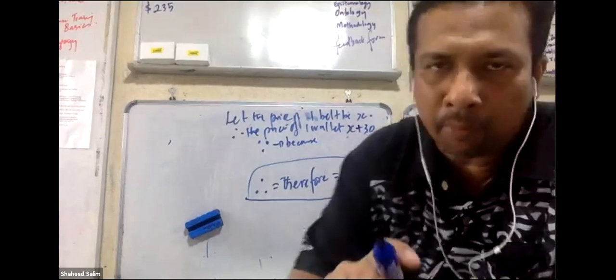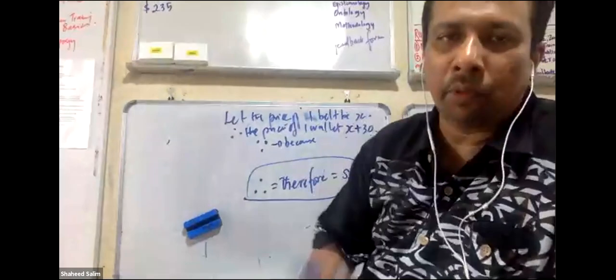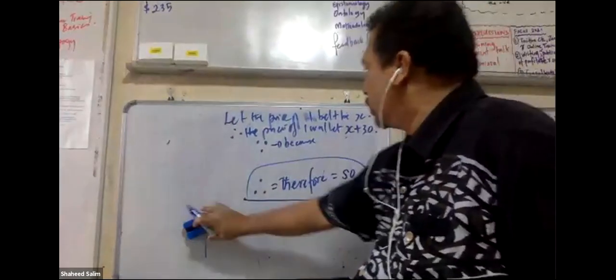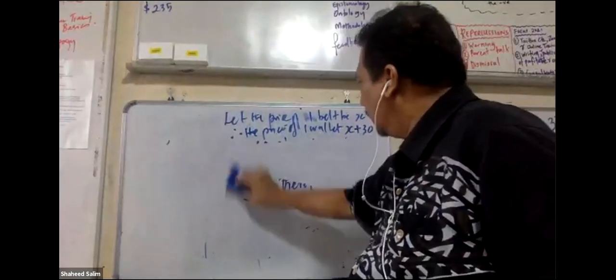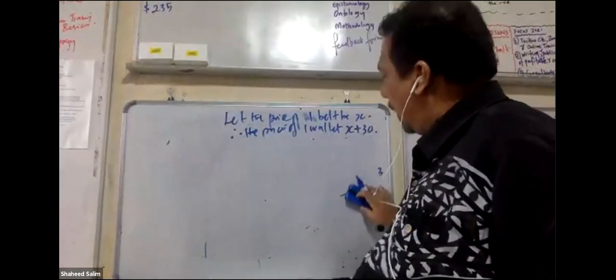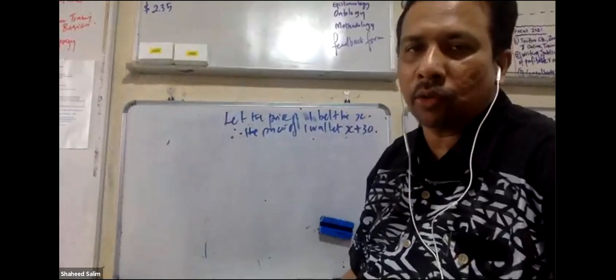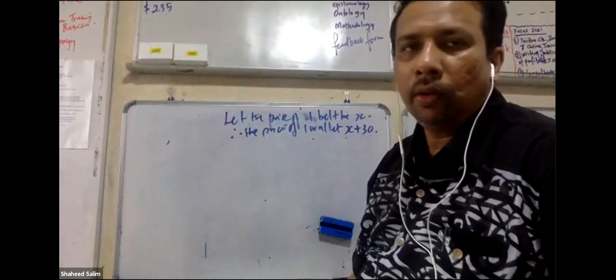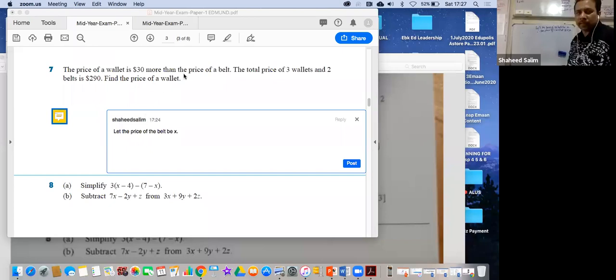Later I'm going to show you how to solve using the W. So how many belts are there and how many wallets are there? Let us look at the question. It says the price of 3 wallets and 2 belts is 290. So we can write it. They say 3 wallets. Wallet is X plus 30, that is for 1 wallet. For 3 wallets, we put 3 down here.